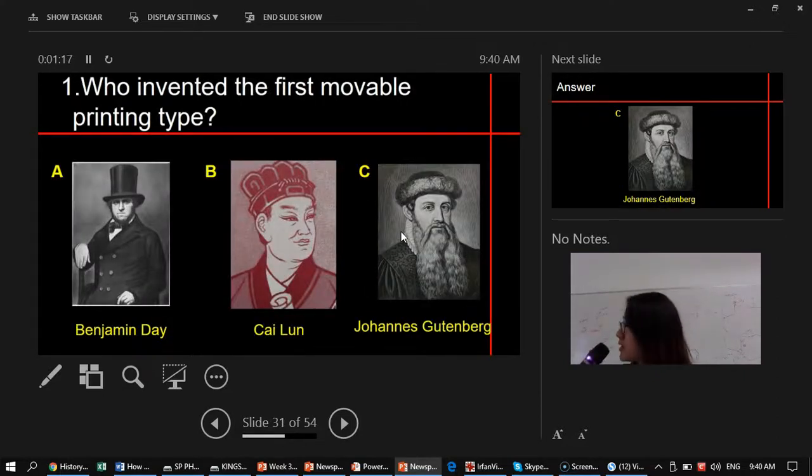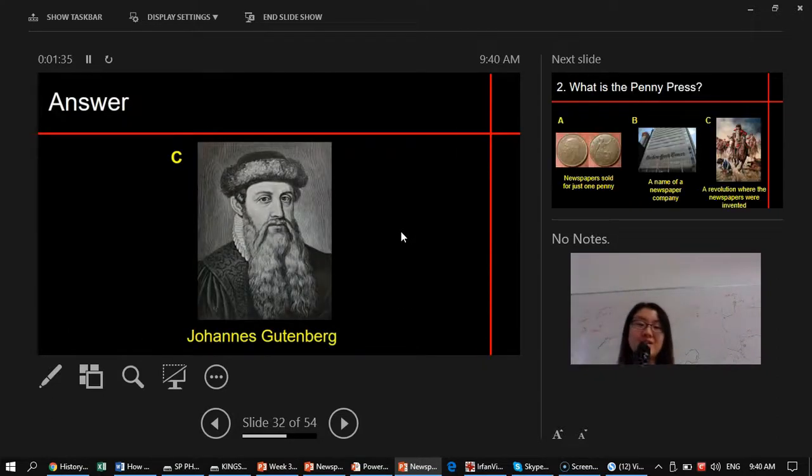Who invented the first movable printing type? A. Benjamin Day, B. Chai Lun, or C. Johannes Gutenberg? Anyone? Put your hand up first if you want to try. Okay, C. Congrats, you win the prize. So the answer is C, Johannes Gutenberg. Let's go on to the second question.